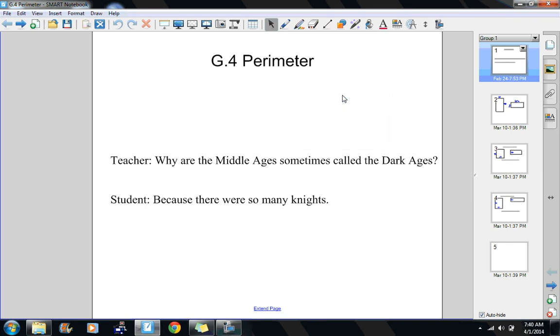Hello everyone, we're going to start working with perimeter, which is not a difficult concept by itself, but we like to combine it with other concepts to make it a little bit more challenging. There's only about 3 slides here, so this should be pretty short.